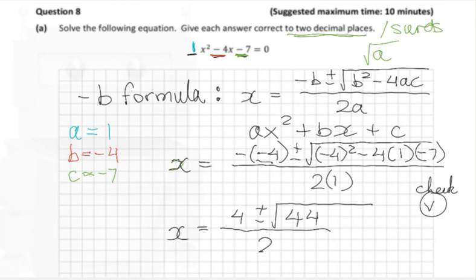Over 2. 44 is also 2 square root 11. So let's work this out. I advise you get your calculator and work it out as we go. So for the plus, I'm getting 5.316.